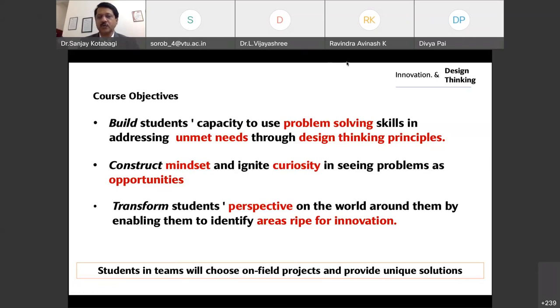So there are no points mentioned in the chat box. Let us continue now further.